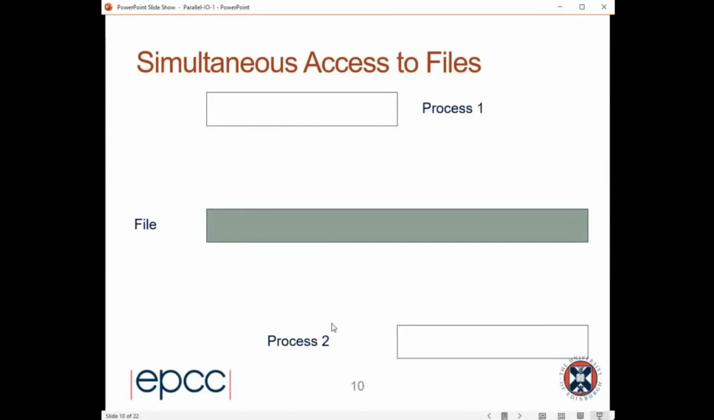So this diagram just illustrates the issue with simultaneous access. It's just to show you what the problem in principle is. So imagine I have two processes, process 1 and process 2, both wanting to access a file. You can think of these processes running on different nodes of a parallel computer, or even on different people's laptops, but they're both attached to the same file. Think of these as MPI processes running on different nodes of a parallel computer, all wanting to read the same file.